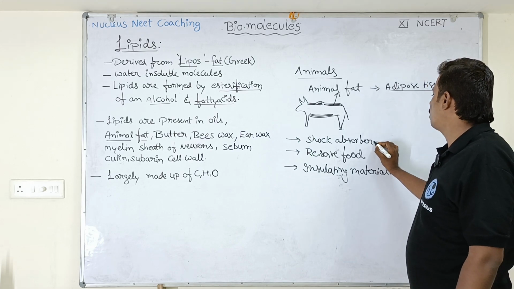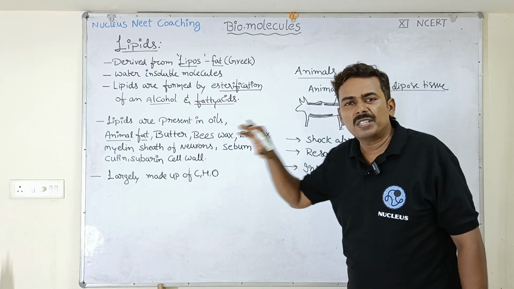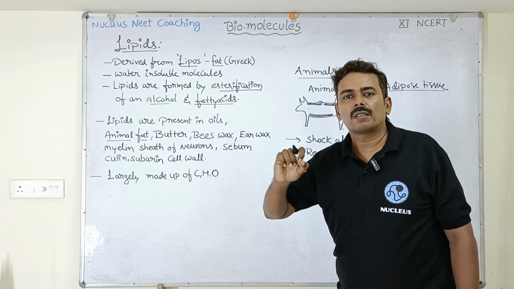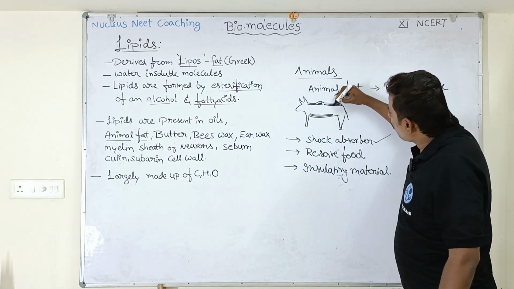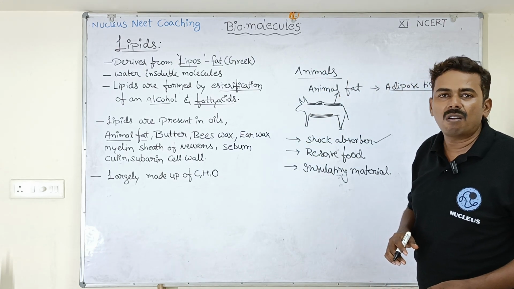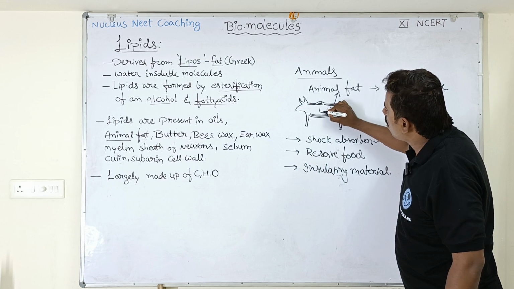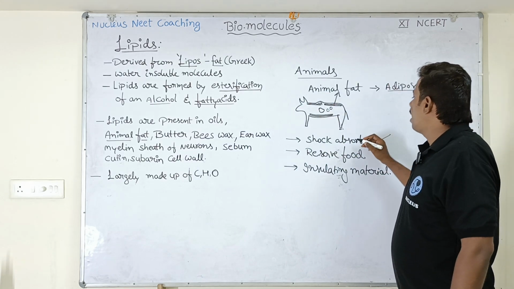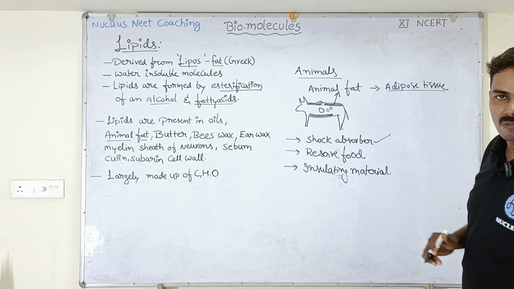First is shock absorber. Whenever an animal meets with an accident, when it falls down, or gets hit by any object such as a rock or a stone, this thick layer of fat will act as a shock absorber. It will receive the shock from that hard object and protect internal organs like the kidney and liver from damage. So animal fat acts as a shock absorber protecting the sensitive internal organs.